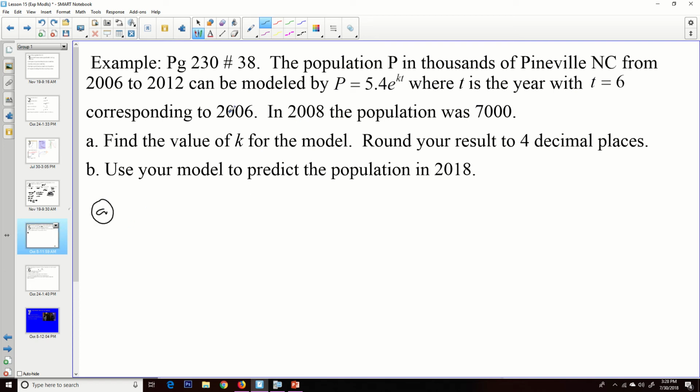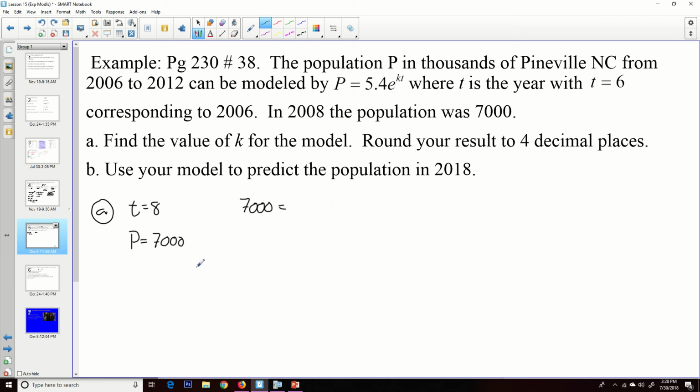Let's see here. So let's go through here. I have A equals Pe. Let's see. In 2008, I have 7,000. So when T equals 8, and I know that because T equal to 6 is 2006, right? So my P would be equal to 7,000. And so if I plug in, I get 7,000 equals, oops, I made a mistake here.